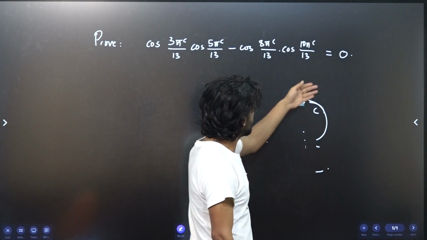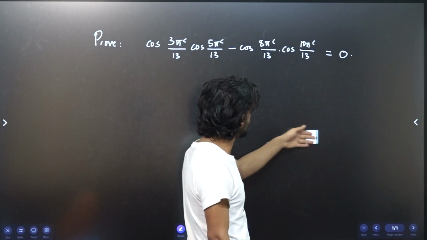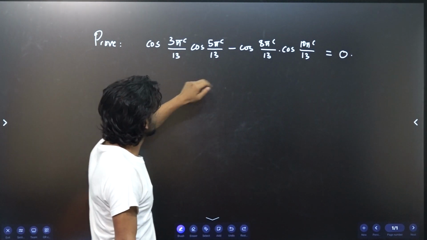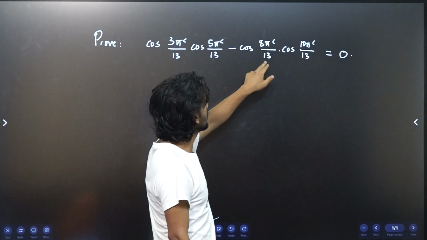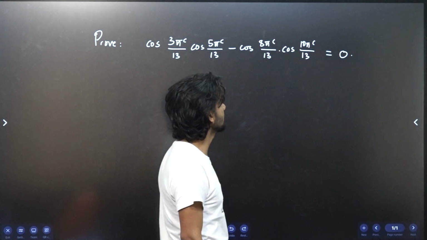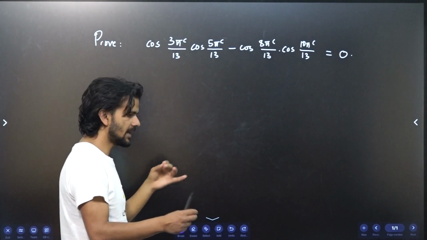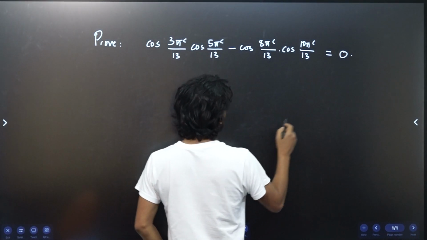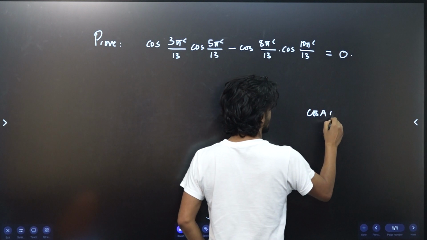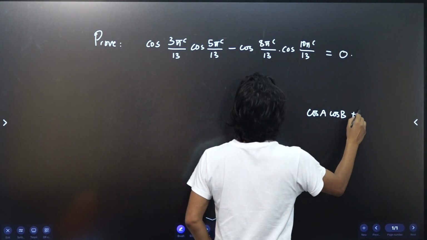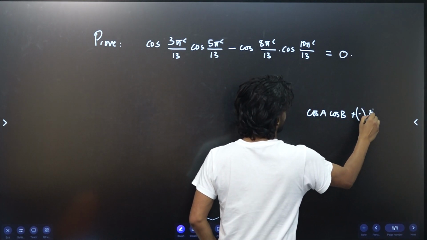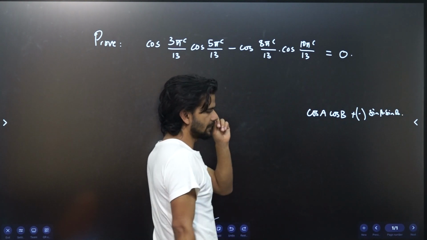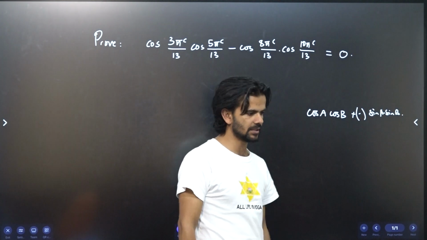Somehow we have to be able to see some kind of relation between 3 pi radian divided by 13 and 8 pi radian divided by 13 or 10 pi radian divided by 13. So that somehow we will be able to see something like, let's say, cos A cos B plus or minus sin A sin B, or something of that form. Something of that form, sin A cos B minus cos A sin B.